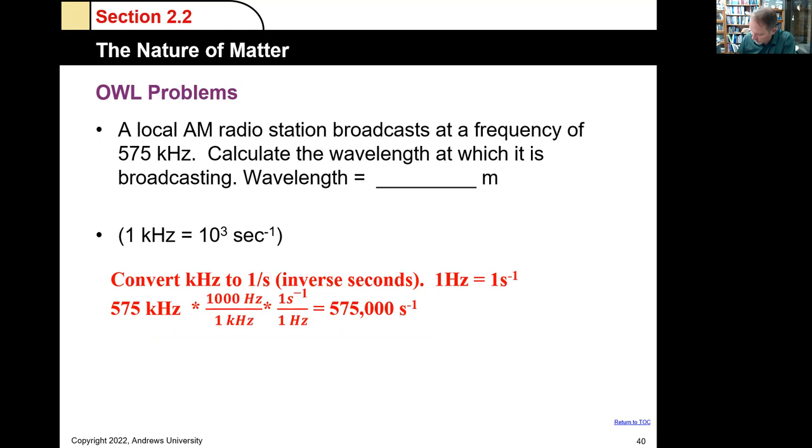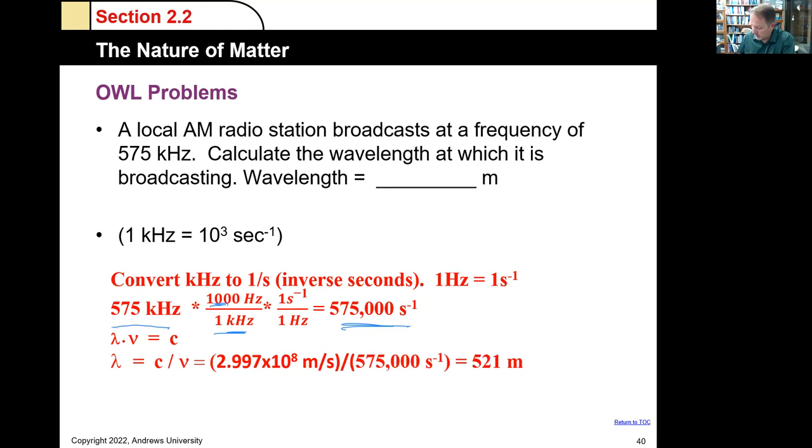So I can set up a conversion factor that says 575 times 1 kilohertz times 1,000 hertz per kilohertz. And if you want to get fancy, you can say 1 hertz is equal to 1 inverse second. And so we get to our specified units here. Now I know what the frequency is, and I can plug it into our formula where lambda is equal to the speed of light divided by frequency. Plug those numbers in and we figure out the wavelength is 521 meters. Whoa, that's long.